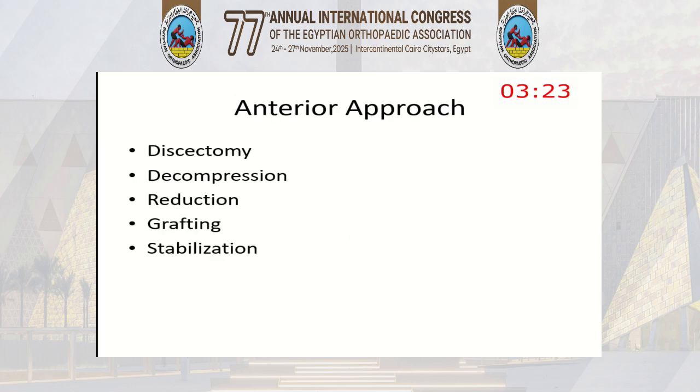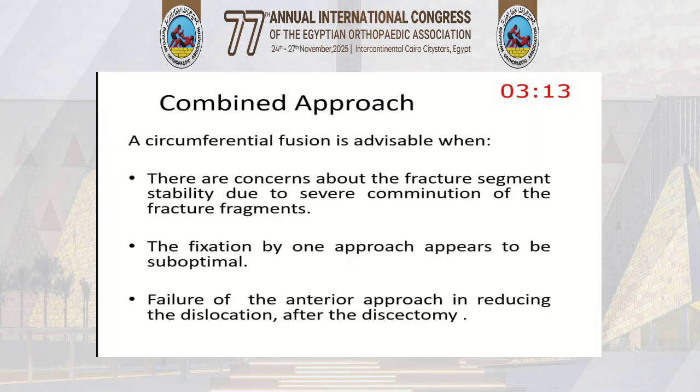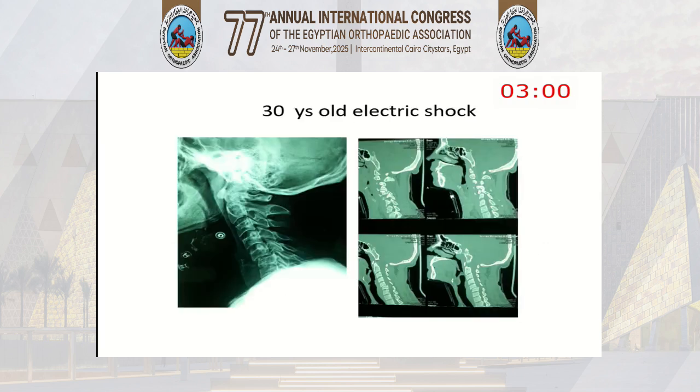Anterior approach is discectomy, decompression, reduction, grafting, and stabilization, and the technique of reduction using the Caspar pins or the interlaminar distractor is well known. Combined approach: when fixation of the fracture segment by one approach appears to be suboptimal, or failure of the anterior approach to reduce the dislocation, these are all indications of the posterior approach.